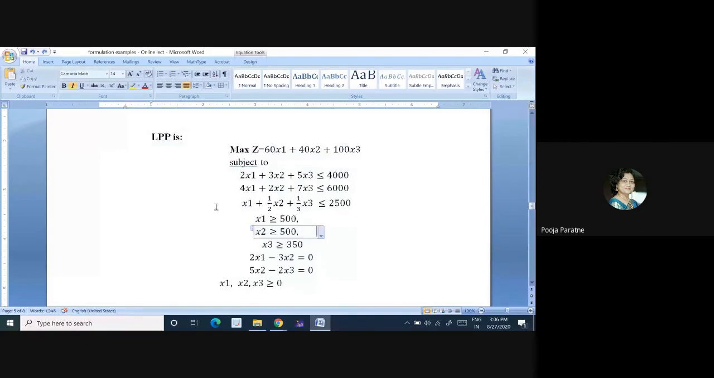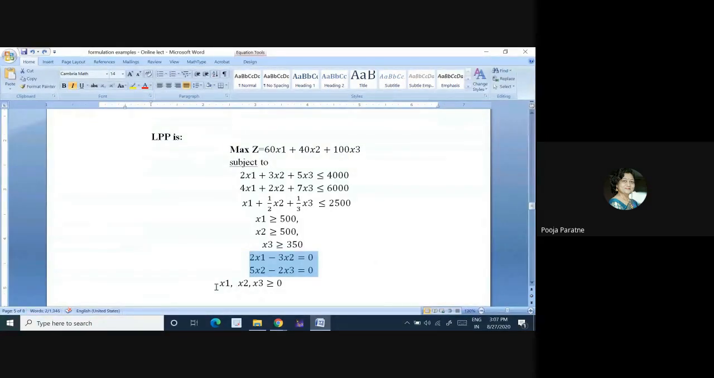So the LPP, what is it? First, my objective function is the total profit, which obviously we have to maximize. So it is maximize Z equal to 60x1 plus 40x2 plus 100x3. Then subject to: the first two are my raw material constraints, which we have already constructed. The next one is my time constraint, which we have discussed. Then the next three are my demand constraints, and these two constraints we got from the ratio.